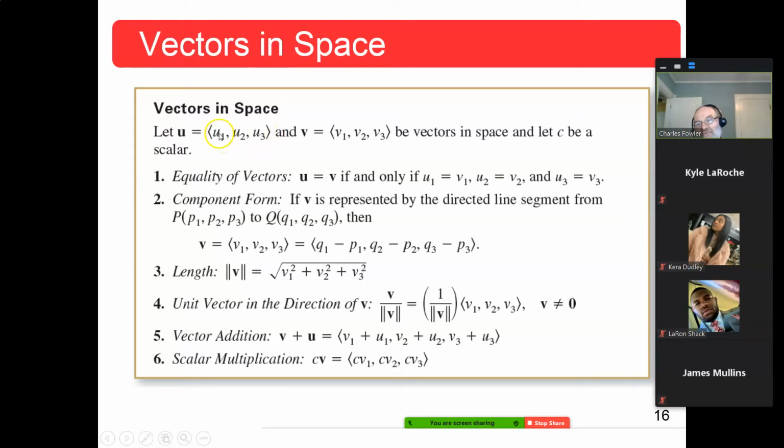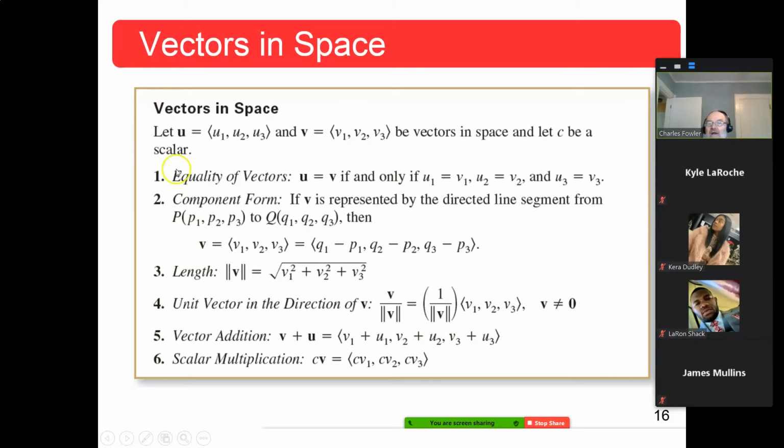Now, in space, vector U has to have 3 components. We usually think of these as X, Y, and Z components, but you don't have to name them that way, any way you want to. The components in component form would be U1, U2, U3. V is also a vector in space, so it has those 3 components, V1, V2, and V3. So these are both vectors in space. C is a scalar.